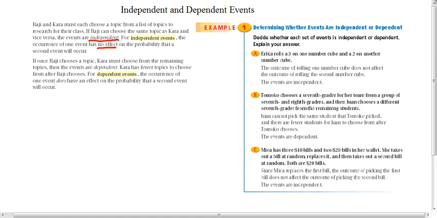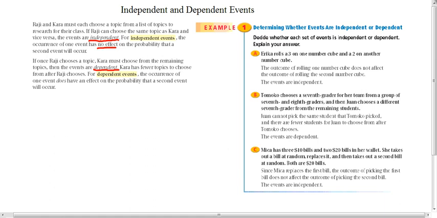Now, let's say that your teacher says, okay, I'm going to put a certain amount of topics in, and Raja chooses the race for governor. Now, that has been removed. So Kara must choose from the remaining topics, and that means that what Kara chooses is dependent upon what Raja did from the beginning. So she has fewer topics to choose from after Raja made his choice.